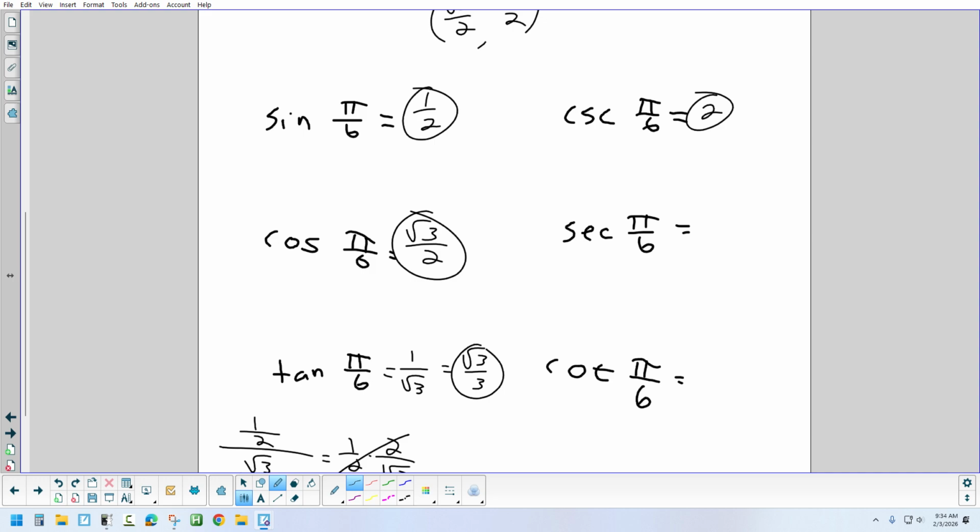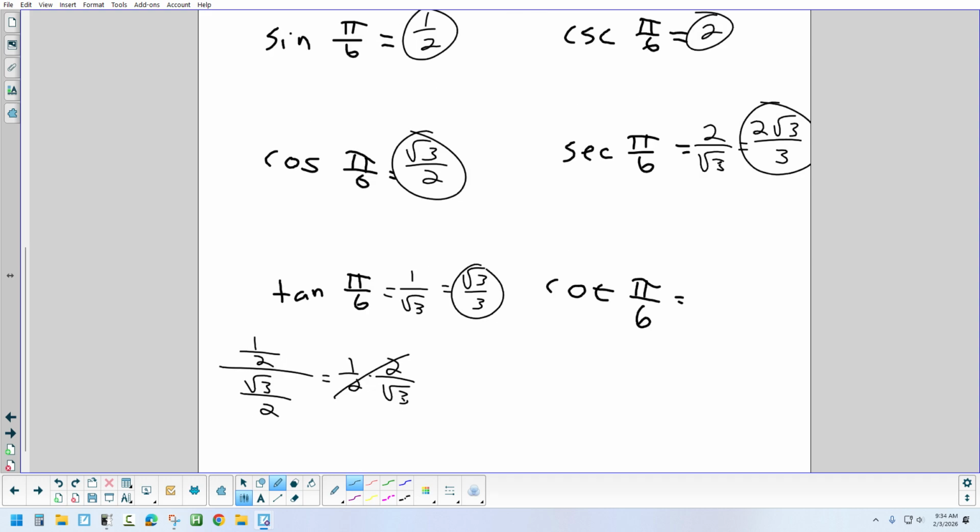So it's 2. Holly, how am I going to get the secant? Is it 2 over the square root of 3? Yep. So we're going to start with 2 over the square root of 3. And can someone else tell me how we fix that? Multiply by square root of 3. Multiply top and bottom by square root of 3, and you get 2 root 3 over 3. Right, and now the cotangent.